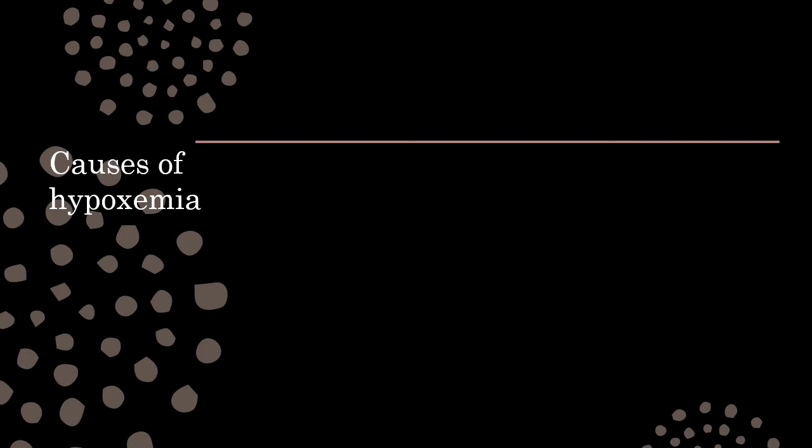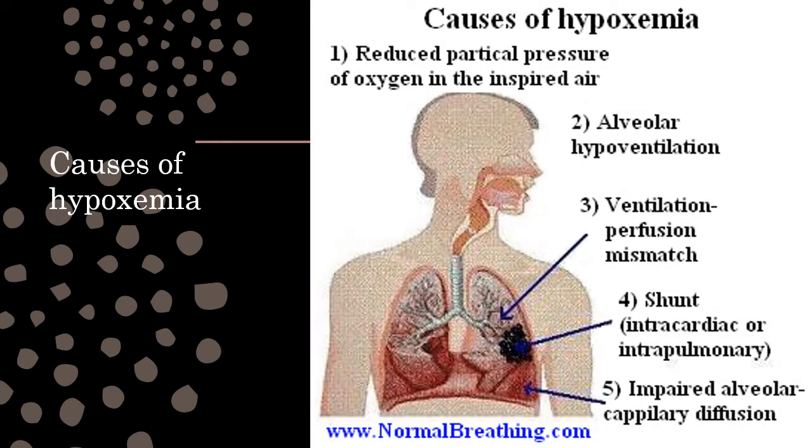So let's talk a little bit about what causes hypoxia and hypoxemia. Hypoxemia can be a result of decreased alveolar ventilation, decreased oxygen in the air inhaled, poor ventilation-perfusion relationships, intrapulmonary or cardiac shunting, diffusion deficits, or not having enough red blood cells.